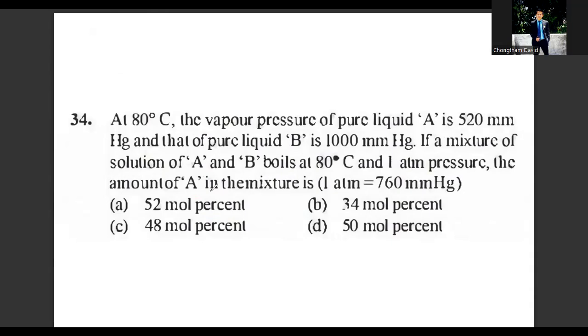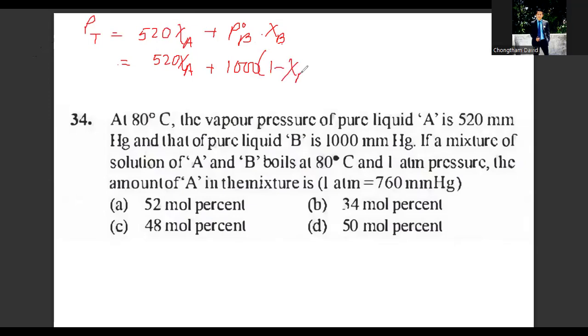So for 34, you can answer this from Raoult's law of vapor pressure. So let us write P total, the sum of P naught A XA, where XA is the mole fraction of A, plus P naught B XB. As usual, we have done this multiple times, so let me shorten it. P naught A is 520 times the mole fraction of A, plus the vapor pressure of B in pure state, which is 1000, times 1 minus the mole fraction of A.